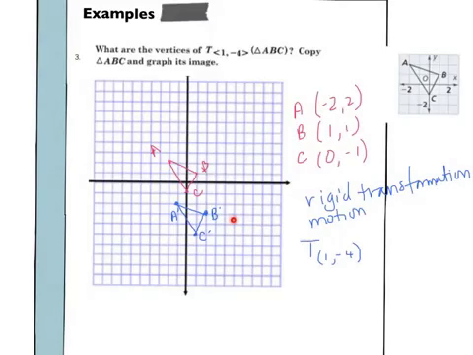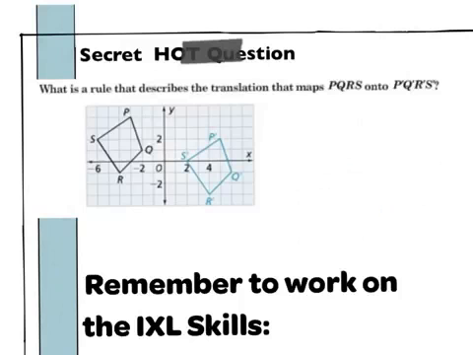All right, on to the question, the secret hot one. Our secret hot question is, what is the rule that describes a translation that maps PQRS to P prime, Q prime, R prime, S prime? Here is the pre-image, here is the image. How do you get from here to here? Make sure you write a beautiful, lovely rule for me.